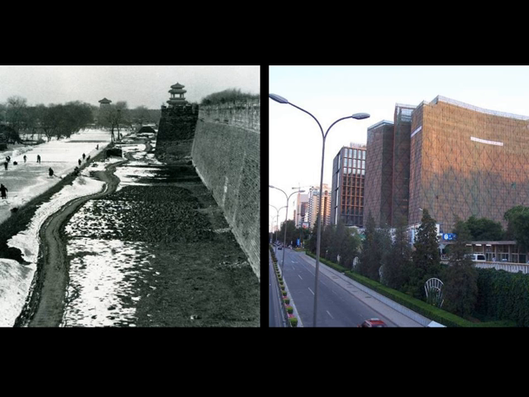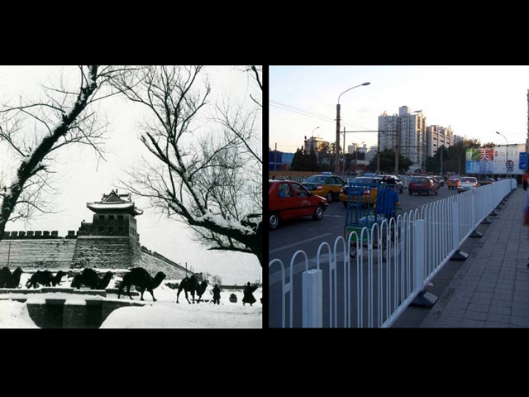Xizhimen is the big gate. A lot of trading people went in and out from here to Mongolia to trade. But today you can see the city gate is gone, replaced by a bridge, but between the outside of the city and the inside of the city it still looks like a gate. The city wall became heavy traffic.